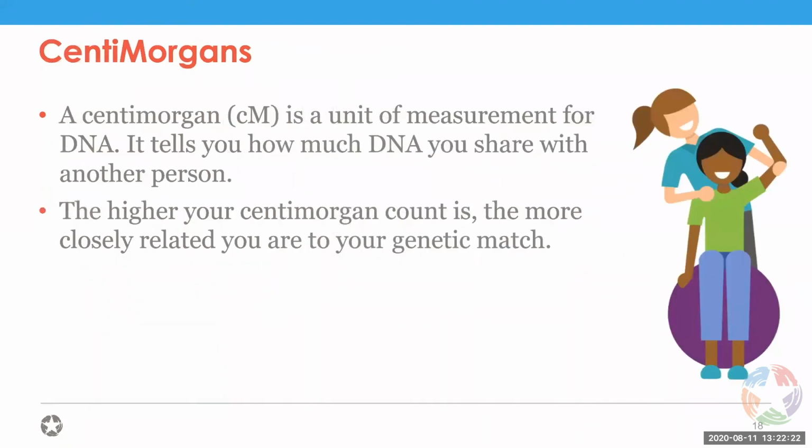So a centimorgan is a unit of measurement for DNA. It tells you how much DNA you share with another person. The higher your centimorgan count is, the more closely related you are to your genetic match.